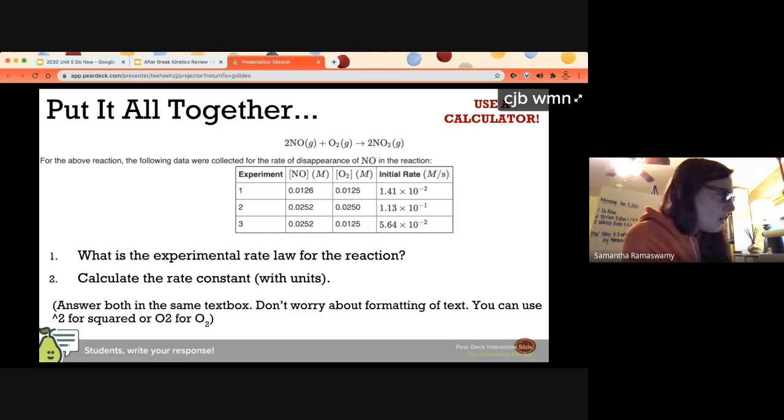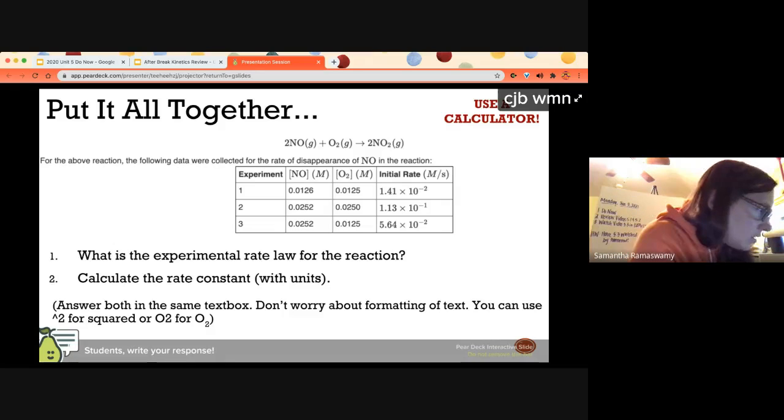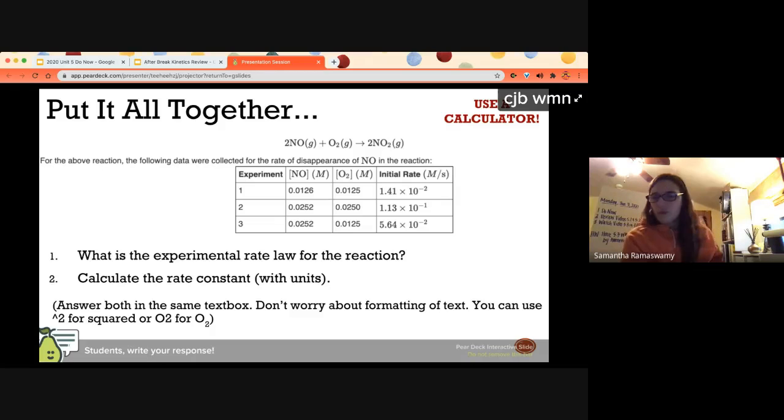Okay, I see a lot of people's rate laws, and some people's are different than others. So I'm going to give you a little hint. Remember when you're looking at, for example, NO, you need to look at where NO changes, but O2 remains constant. So you should be looking at experiments 1 and 3. Experiment 1 to 3 for NO, because NO changes, but O2 stays constant.